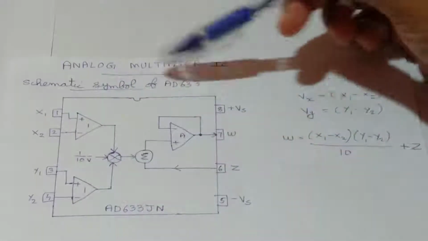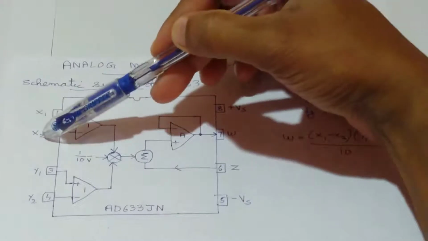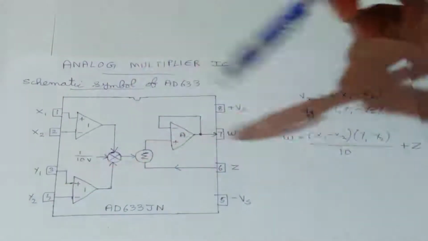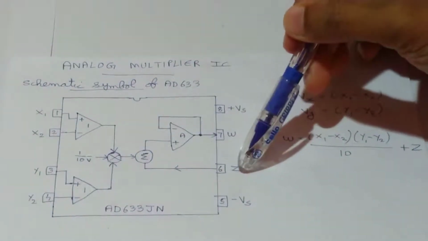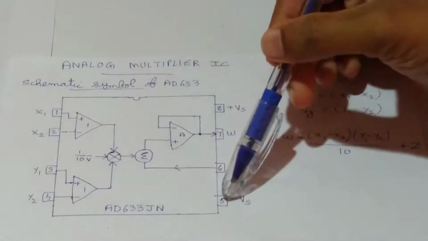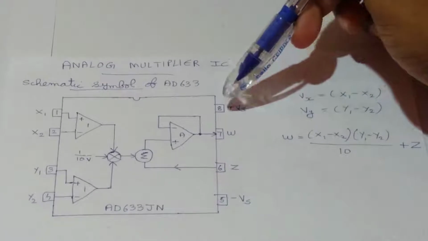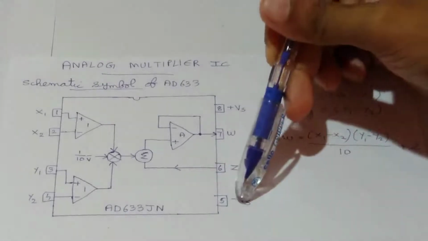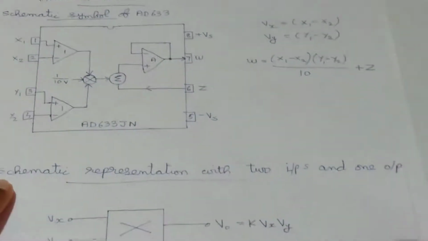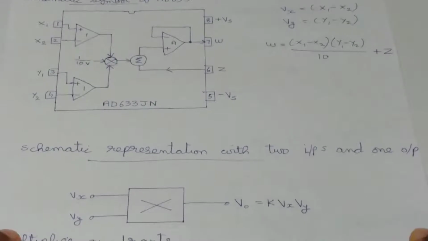Then when we consider this IC, we can see the first and second pins are the X1 X2 inputs, the third and fourth pins are the Y1 Y2 inputs, the sixth pin is our Z input, the seventh pin is the output, and the eighth and fifth pins are the supply pins. A positive supply voltage is applied to the 8th pin and a negative supply voltage is applied to the 5th pin.